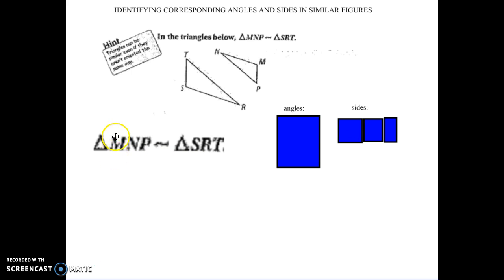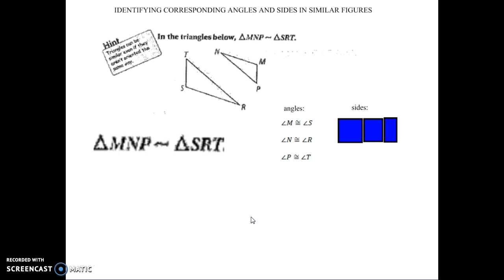So if we look, first spot here is M, first spot here is S. So angle M and angle S are congruent. Second spot is N, second spot is R. So angle N and angle R are congruent. Third spot is P, third spot over here is T. So angle P and angle T are congruent. So you'll see that over here. I literally just went first spot with first spot, second spot with second spot, third spot with third spot.